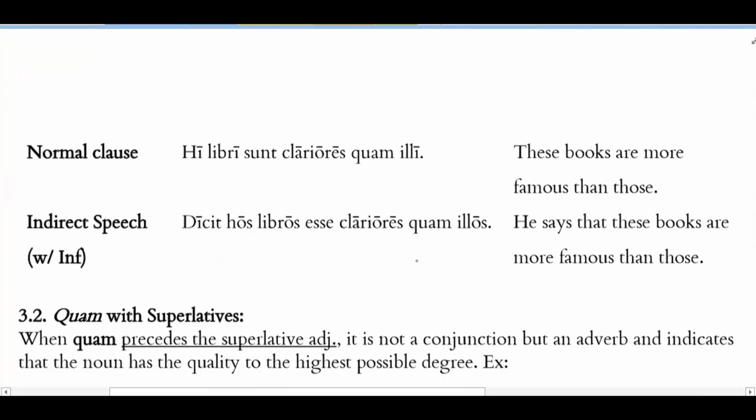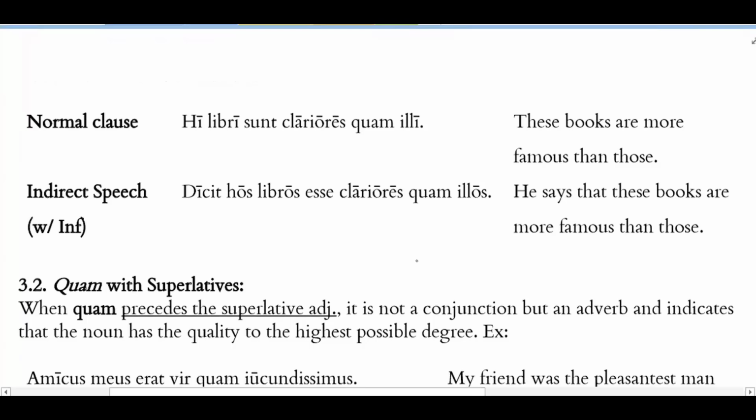So let's look at a couple of the examples that Wheelock provides. First one is a normal clause. So I have hi libri sunt clariores quam illi. So here's our near demonstrative. These libri, books. Sunt, are. And now here I have clarior, famous, in the comparative form, right? -ior. You see that comparative form? So I'm just going to put comp here. That's a comparative adjective. Notice that quam follows the comparative adjective. These books are more famous. Quam, than, illi, those. Okay.